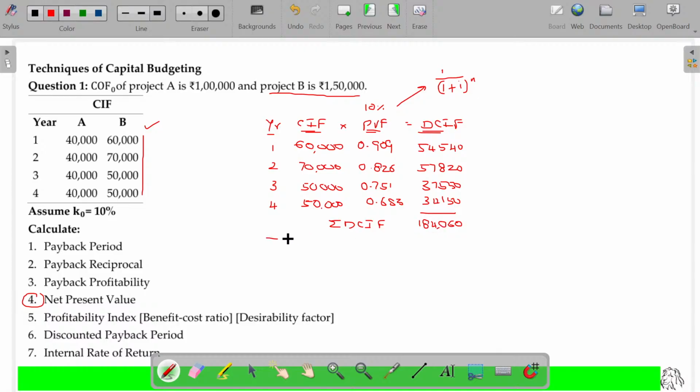Clear? From there, the cash outflow at the zeroth period is subtracted. The amount you invested at the zeroth period is 1,50,000, so I am going to subtract that 1,50,000 here. The ultimate value in this case is 34,060 NPV. If the NPV is positive, we can simply choose that. If we have two projects, the project that gives you more NPV will be the most suitable one, right? Okay, clear?